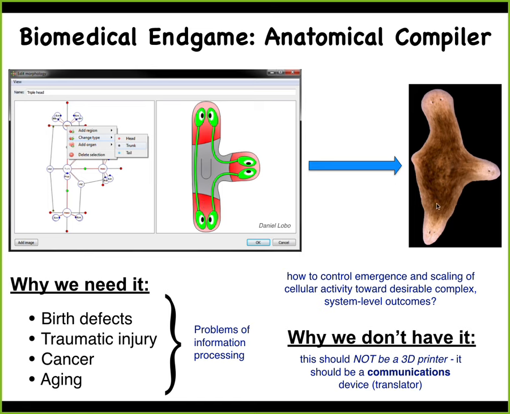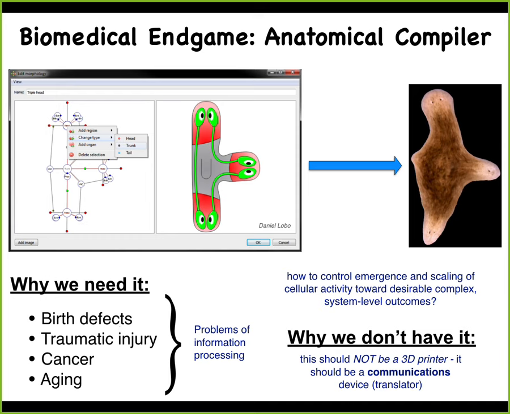But the idea, this is the end game for the field. But we don't have anything remotely like this. Now, why do we need it? Well, first of all, because if we had it, all of this would go away. This would be transformative regenerative medicine. So there would be no more birth defects. You could regenerate after traumatic injury. You could reprogram cancer, defeat aging and degenerative disease, if we had a way to communicate to cells what it is that they should build. All of these things would be solved.